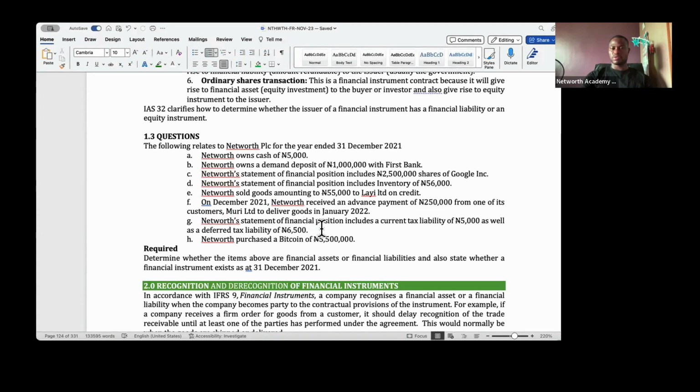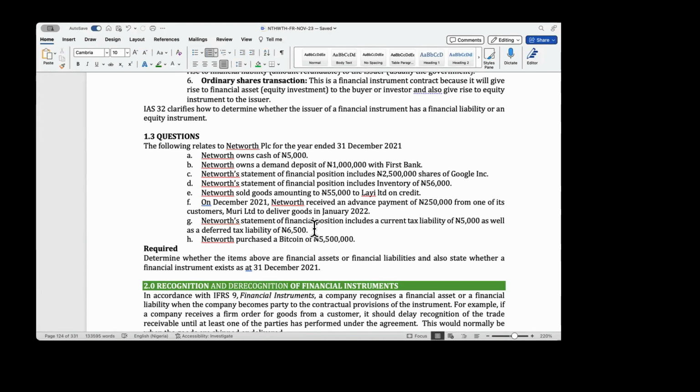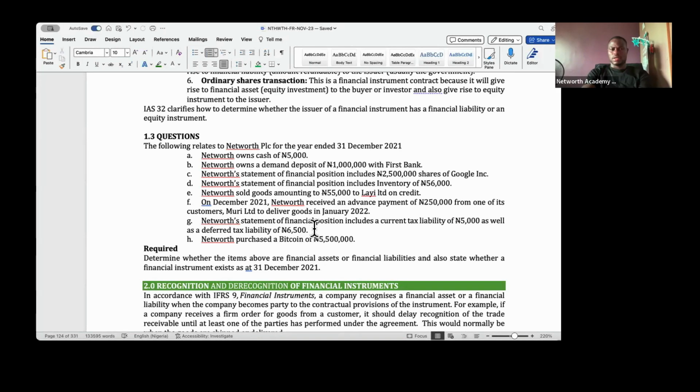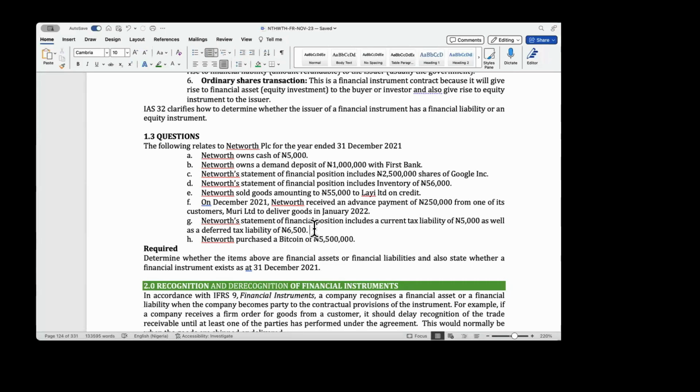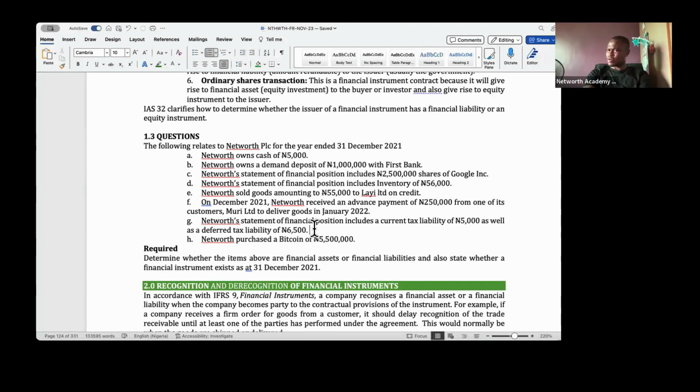Net worth's statement of financial position includes a current tax liability of 5,000 as well as a deferred tax liability of 6,500. Obviously, there's no financial instrument here. It's not an asset. It's just a liability. I think it's just a current tax liability and the deferred tax liability. I know it's not an asset, and I don't think it's a liability. But correct, you are correct.